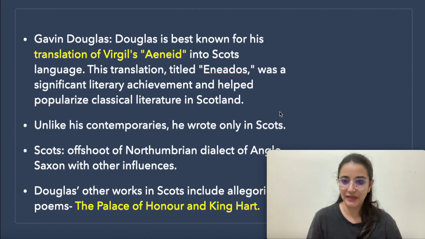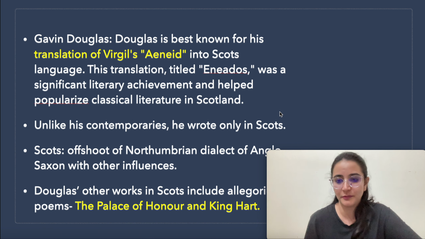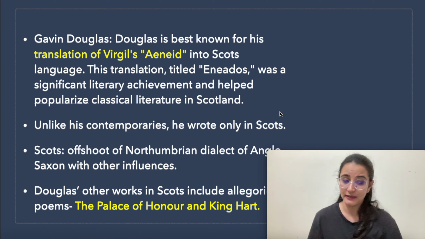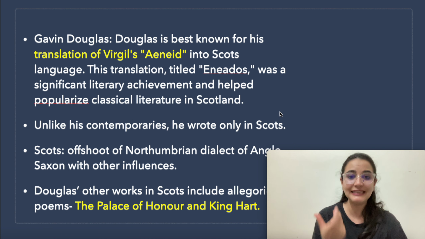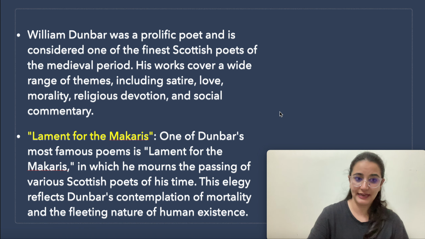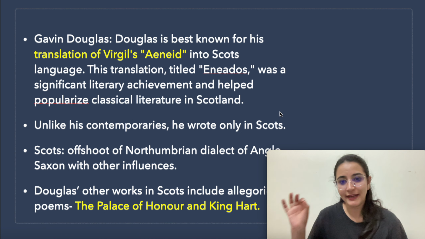So, just like other places, not everybody would speak the language of the foreign country. People of Scotland also, the common people would speak their own tongue, read their own tongue. So, when Douglas translated this work into their own tongue, it of course became popularized, and this classical literature also got popularized in Scotland. Unlike his contemporaries, बाकी जो थे देखो, Henry Sun है, Dunbar है, they wrote in English, but unlike them, he only wrote in Scots.